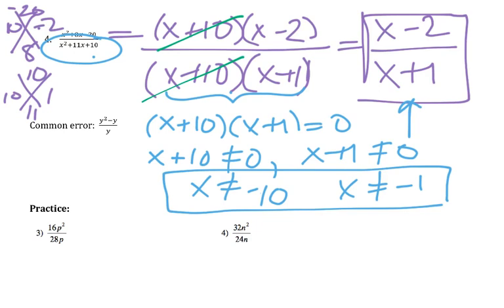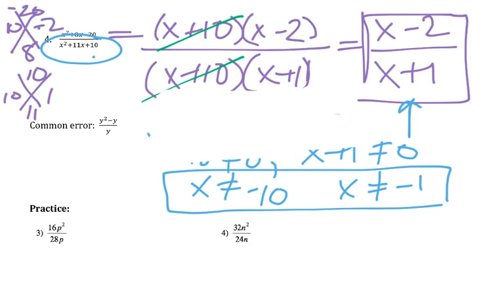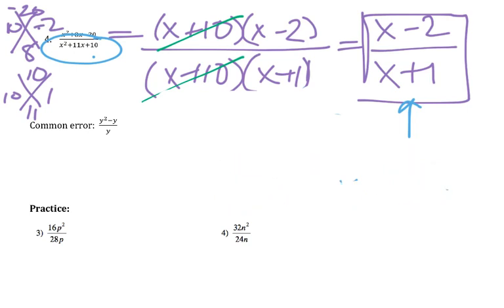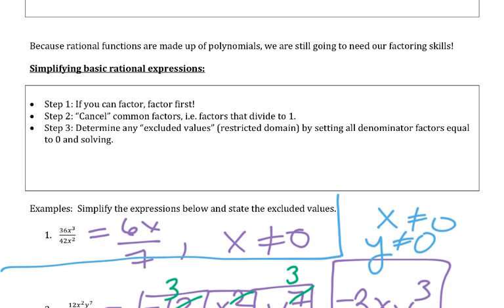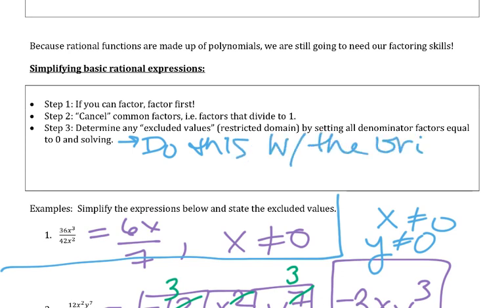Okay, so I'm going to erase some of this work so that we have more room for the common errors that I usually see on quizzes and tests. Okay, so we said x cannot be negative 10 or negative 1. And actually, before we do the common error, I'm just going to go back to these instructions over here. We said step 3 is determine any excluded values by setting the denominator factors equal to 0 and solving. We should say do this with the original factored denominator.